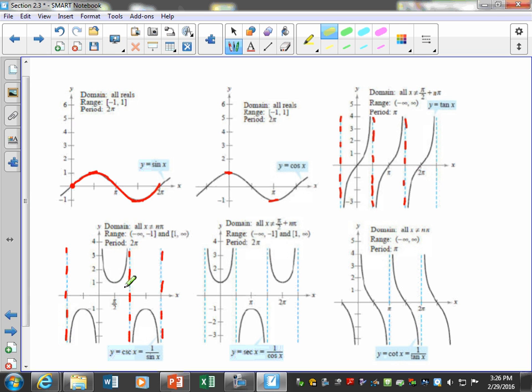The range is going to be the y values, so it's going to be from negative infinity, so that's down here, from negative infinity to negative 1, that's this, okay, and from positive 1 to infinity. Remember, your range represents your y values. Your period is 2 pi, so from here to here gets us all the way around the unit circle, so that's a period of 2 pi.